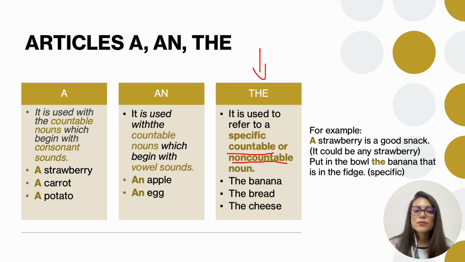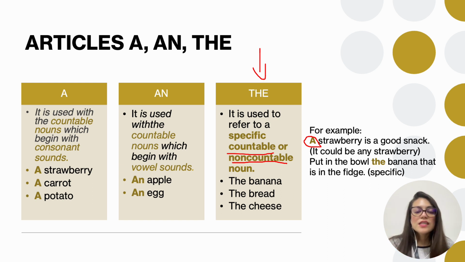Okay, let's see some examples. A strawberry is a good snack. So here we are using a, okay, because we are not referring to a specific strawberry, okay? We are just saying that a strawberry is a good snack, but it could be any strawberry, okay? We are not being specific, okay? Because it could be any strawberry.